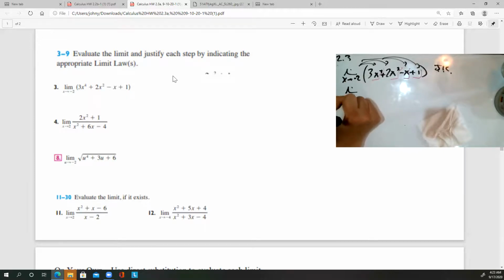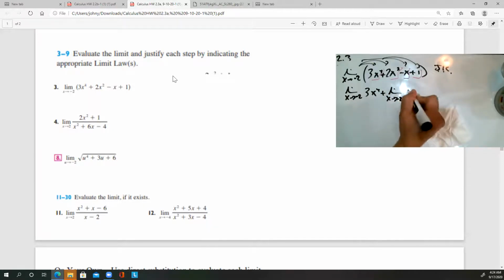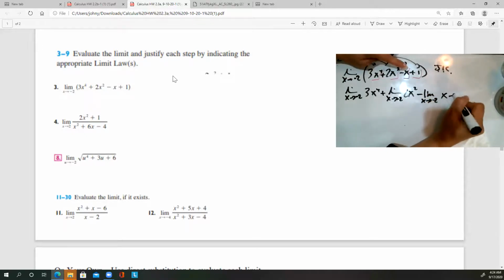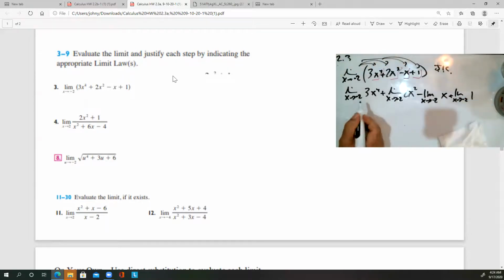The limit as x approaches negative 2 of 3x to the 4th plus the limit as x approaches negative 2 of 2x squared minus, there's a minus right there, the limit as x approaches negative 2 of x plus the limit as x approaches negative 2 of 1. Here, when it's a constant times a function x to the 4th, this 3 right over here comes out to the front.